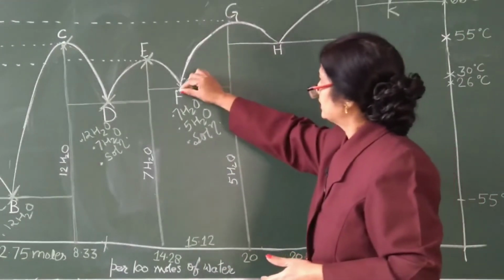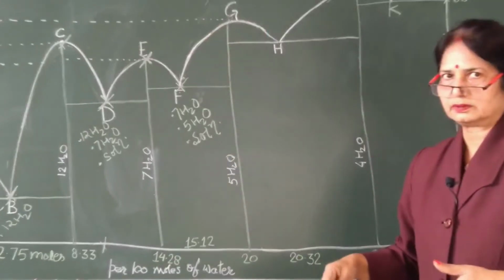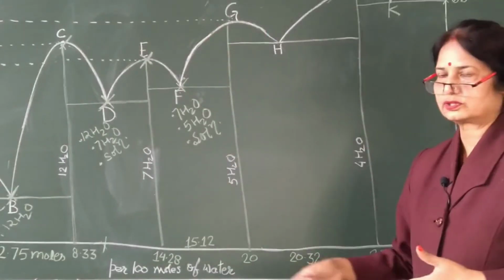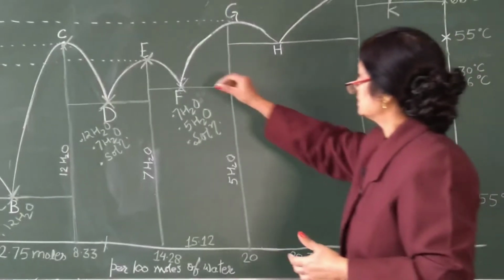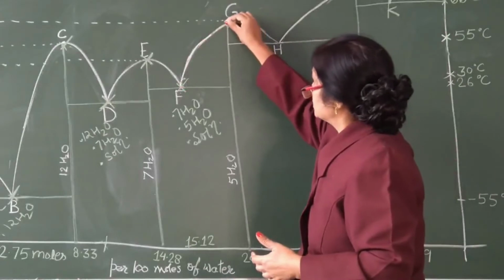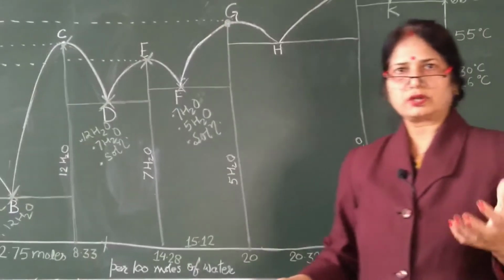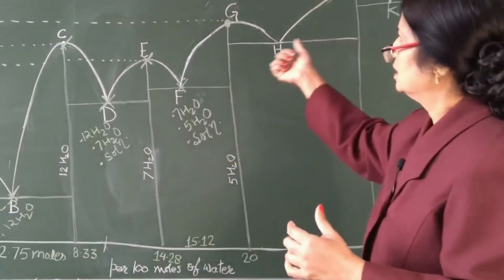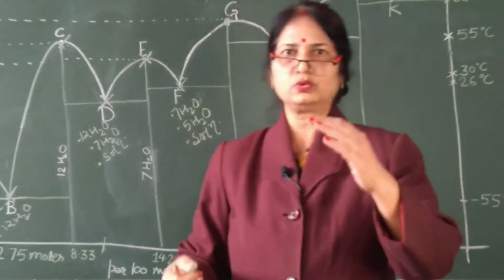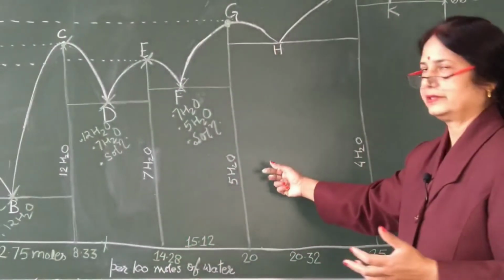So what will happen if we consider this, more and more of this 7H2O will start disappearing and 5H2O will be there till a point G is reached. What will happen at point G? If we cool it a bit at this temperature, meaning 56 degrees centigrade, we will get a solid phase of this pentahydrate.